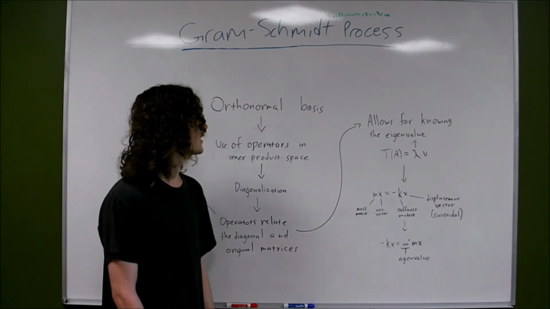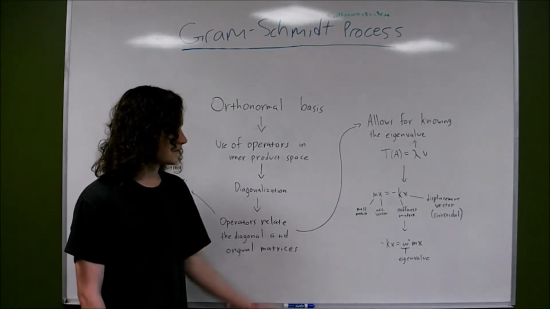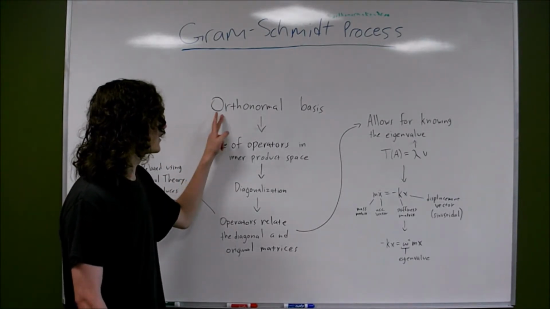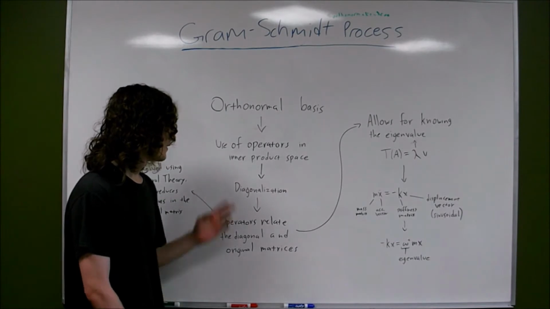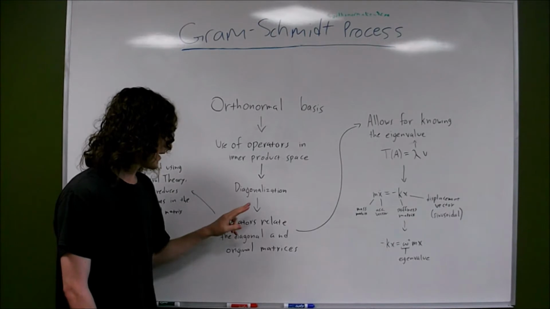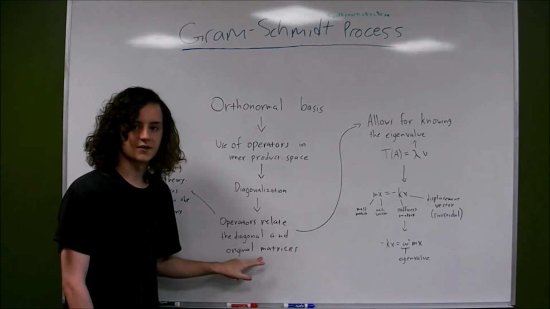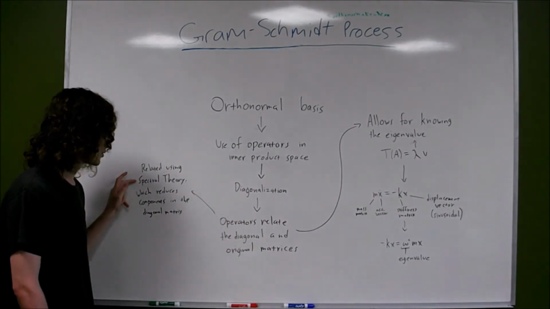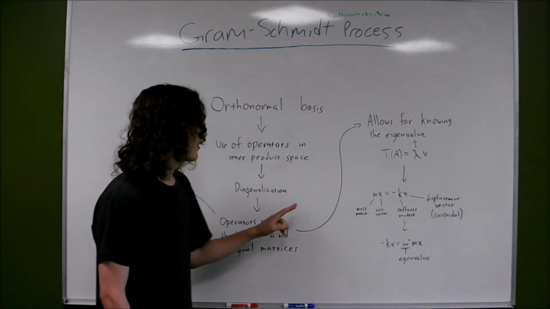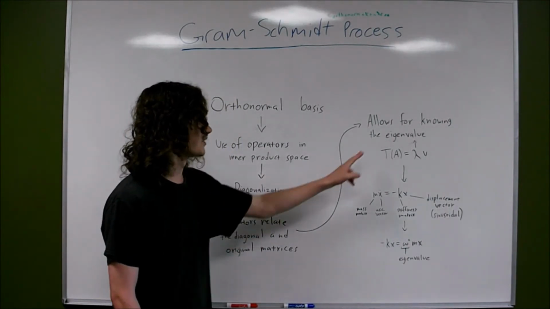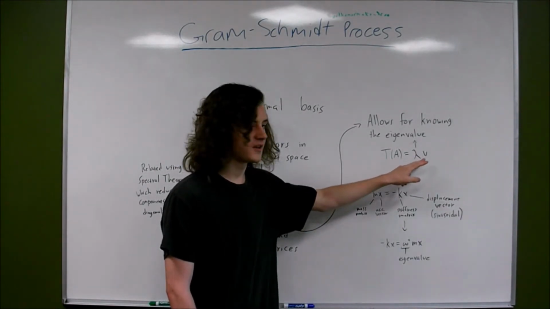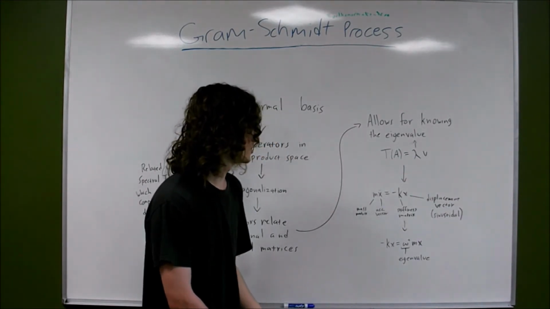The Gram-Schmidt process is related to the natural vibration of objects through a series of theories. First, we can use it to find an orthonormal basis, and that allows us to use operators in inner product space, which allows for diagonalization and relating the diagonal matrix with the original using something called spectral theory, which reduces the diagonal matrix components. And after we find all that, namely the diagonalization, it allows for knowing something called the eigenvalue, which in a transformation is a value that can be multiplied by a vector without changing the transformation.